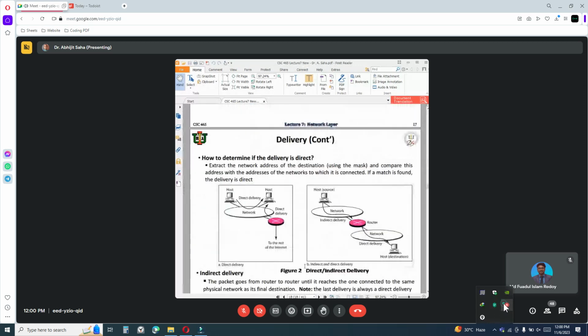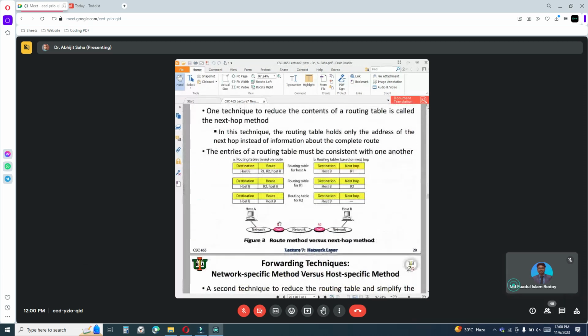Forwarding techniques? Did you discuss this? No, sir. No, sir.